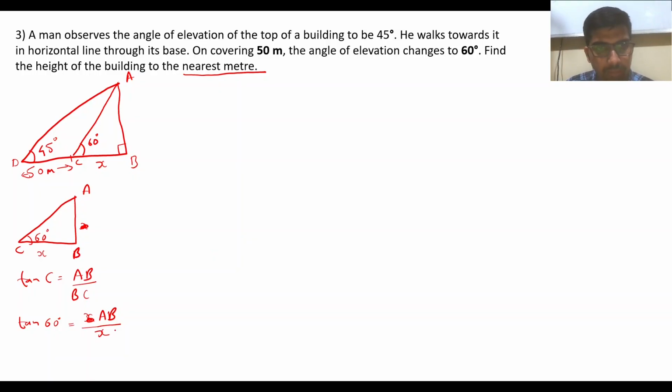So tell me tan 60 value: 0, 30, 45, 60, 0, 1 upon root 3, 1, root 3. So tan 60 कितना है? Tan 60 is root 3. This is AB upon x. So just write AB is what? Root 3x. So AB is root 3x. Same value अपने को first time में मिला था. Now I will draw the second triangle, draw the bigger triangle, make the base longer.